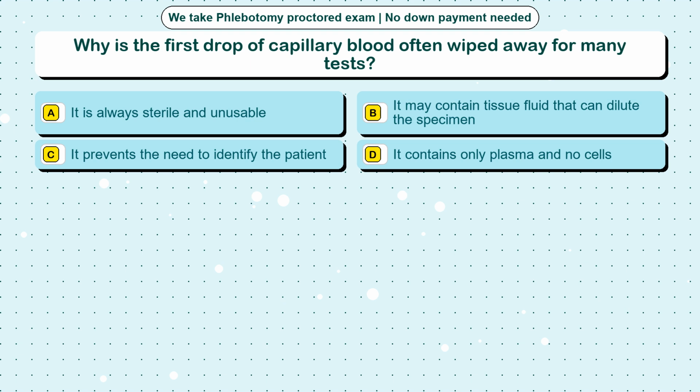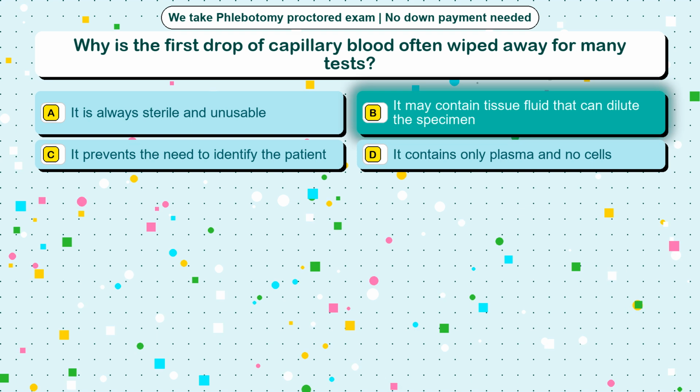Option A. It is always sterile and unusable. Option B. It may contain tissue fluid that can dilute the specimen. Option C. It prevents the need to identify the patient. Option D. It contains only plasma and no cells. The correct answer is option B. It may contain tissue fluid that can dilute the specimen.